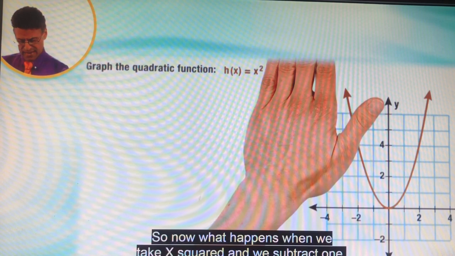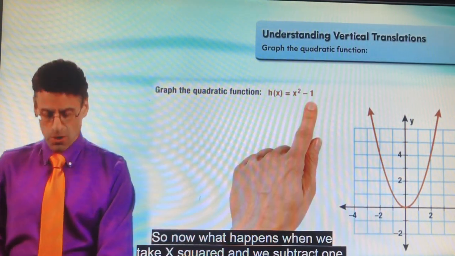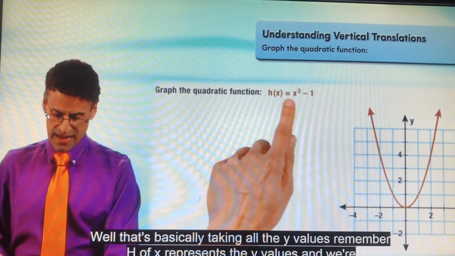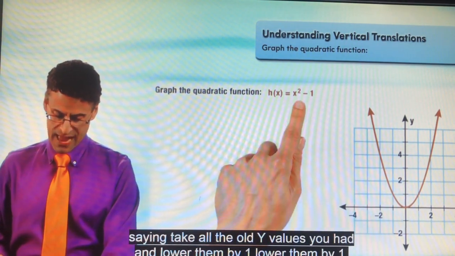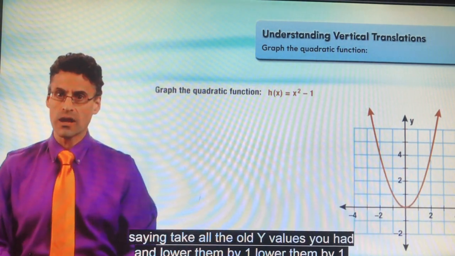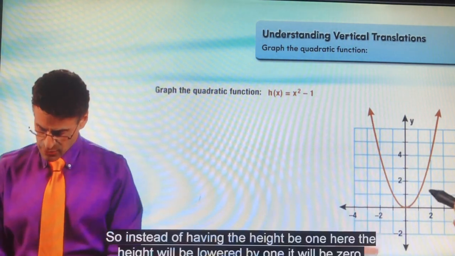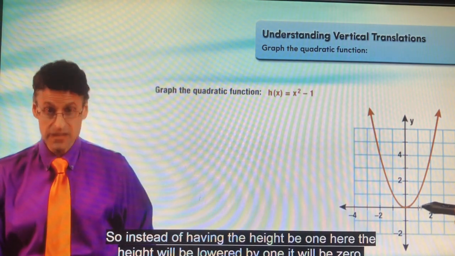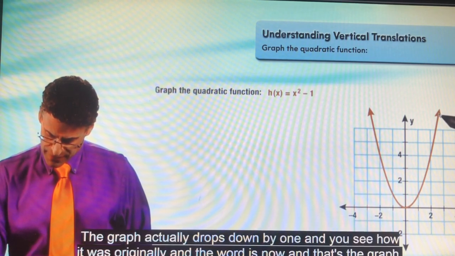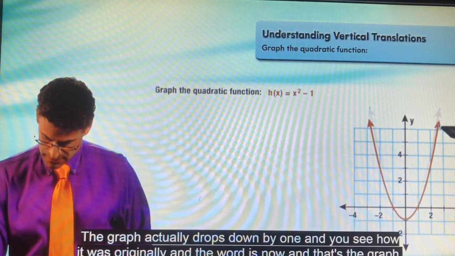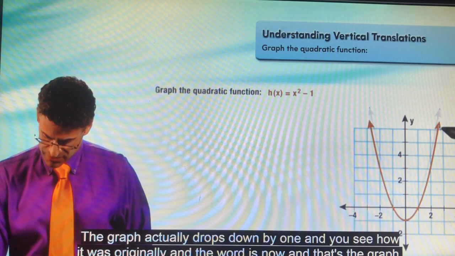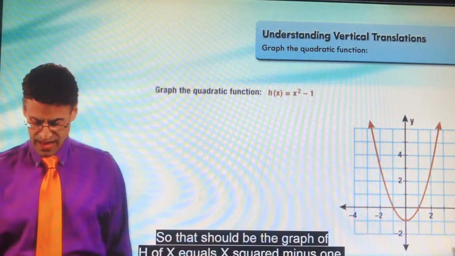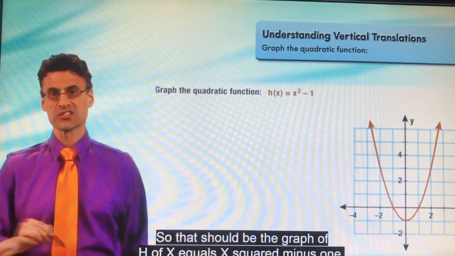So now what happens when we take x squared and we subtract 1? Well, that's basically taking all the y values. Remember, h of x represents the y values. And we're saying take all the old y values you had and lower them by 1. So instead of having the height be 1 here, the height will be lowered by 1 and will be 0. So do you see what happens to the graph? The graph actually drops down by 1. You see how it was originally and where it is now? And that's the graph. So that should be the graph of h of x equals x squared minus 1.